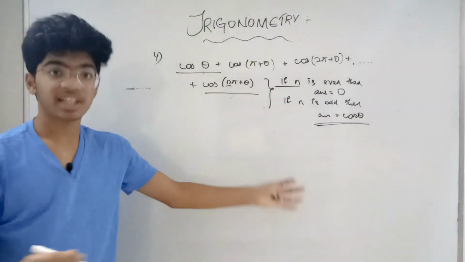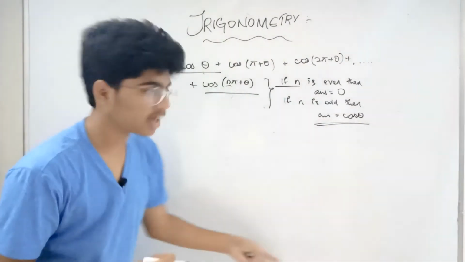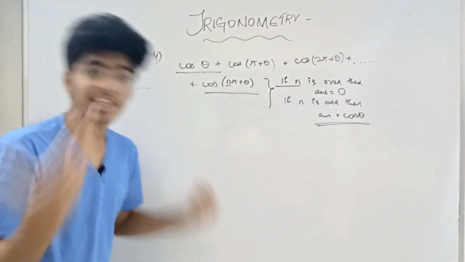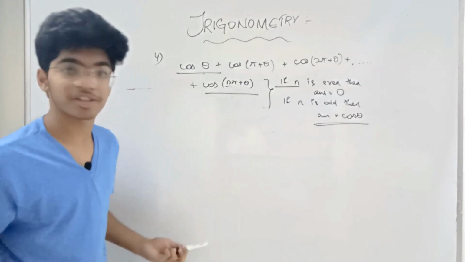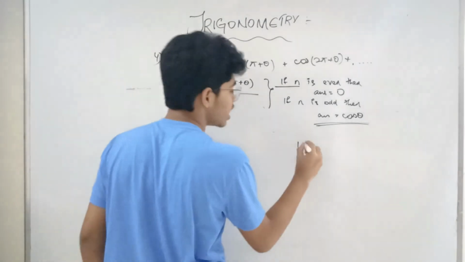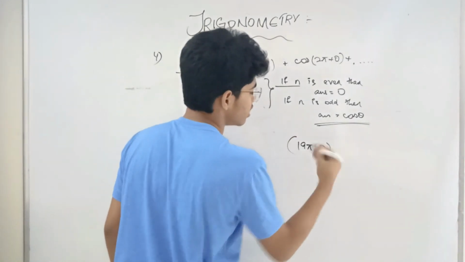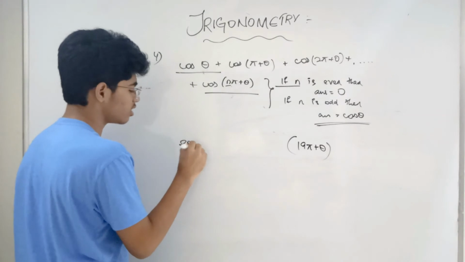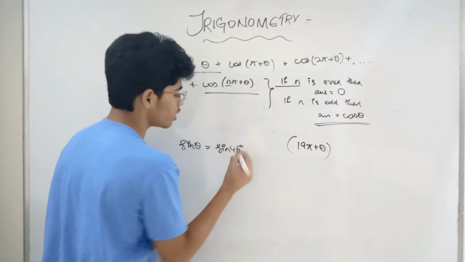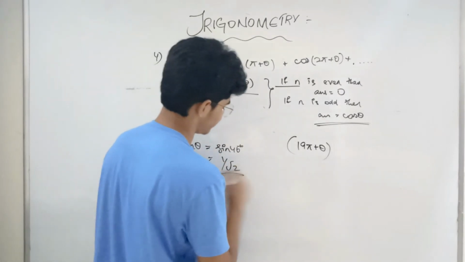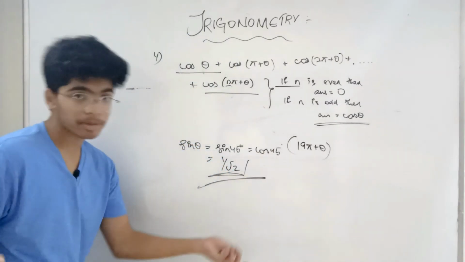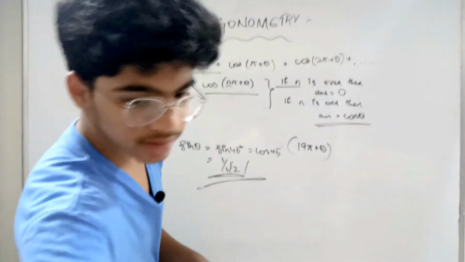So if the same question is given in terms of cos rather than sine, the answer will be 0 still. Very easy formula, easy application, and easy answer too. Answer 0. And if the previous problem was 19 pi plus theta, then you just have to concentrate on sine theta. We had sine theta as sine 45. What is sine 45? 1 by root 2. Or even cos 45, the answer is going to be same. 1 by root 2.